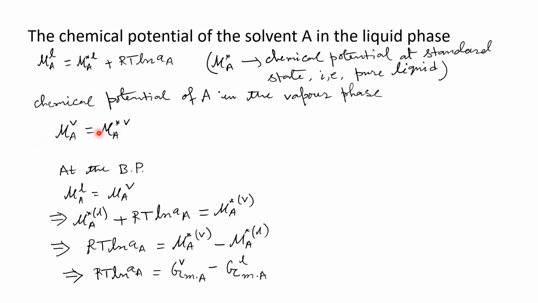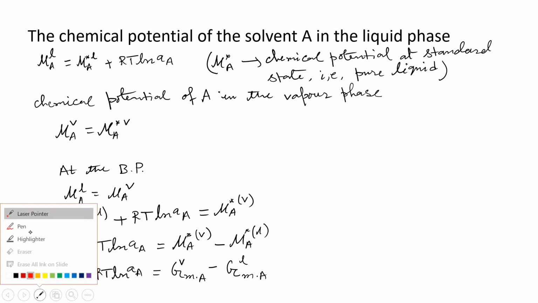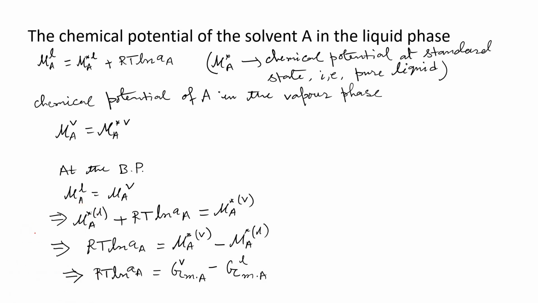In the vapor phase, it will be equal to the standard state only. Why? Because here the solute is non-volatile. As the solute is non-volatile, no solute vapor is formed. So vapor is formed only for the pure liquid. Here the chemical potential in the vapor state of the solvent, A indicates the solvent, is equal to the chemical potential at the pure state.